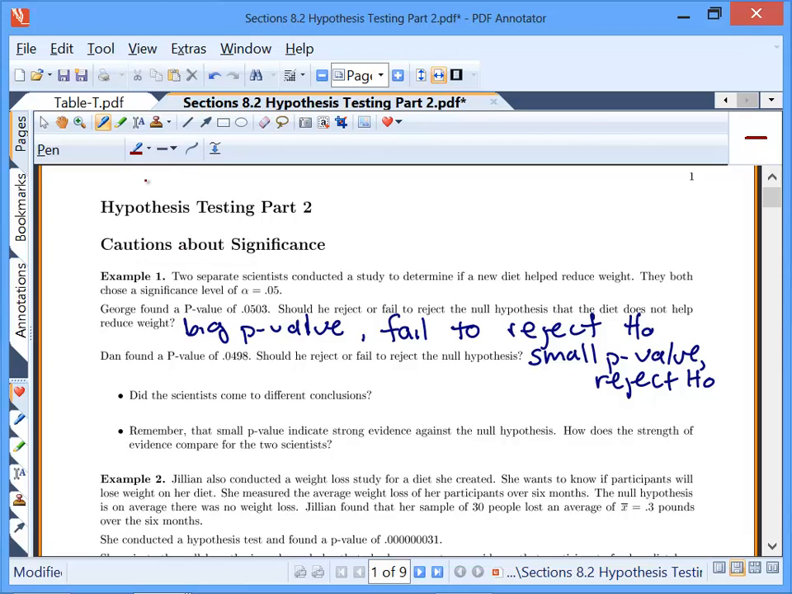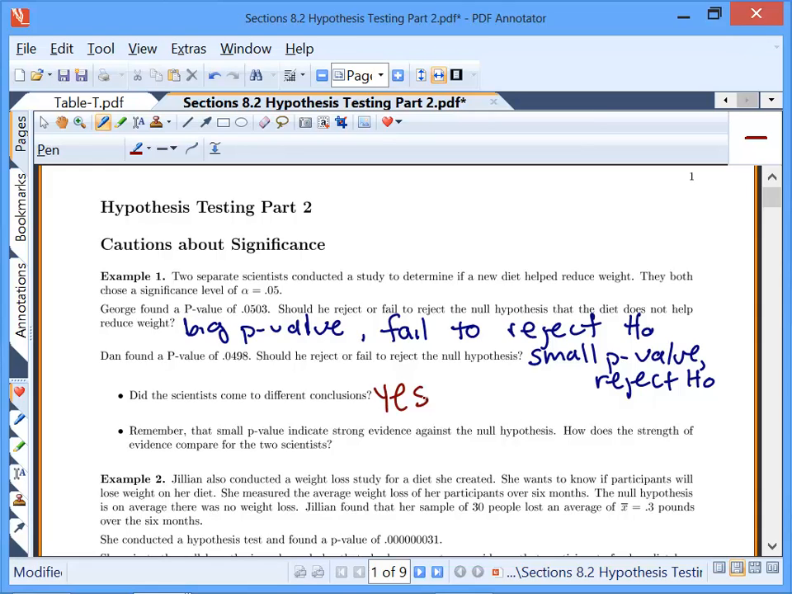Okay. So George, the probability of him finding his sample results or something more extreme, if the diet really doesn't do anything, is 5.03%. Now Dan, the probability of him getting his results or something more extreme, if the diet really doesn't do anything, is only 4.98%. Okay. So did they come to different conclusions? Definitely yes, different conclusions.